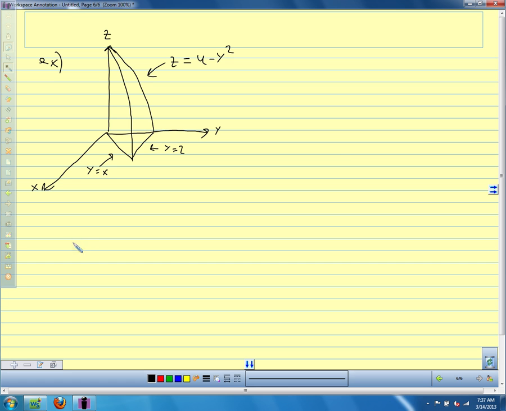So let's sketch our region in the xy plane. Here's our line y equals x, and here's the line y equals 2. So where is our region, to the left or to the right here?